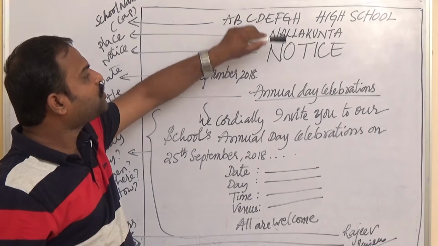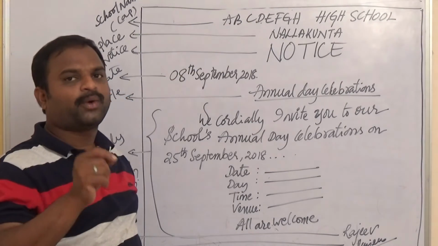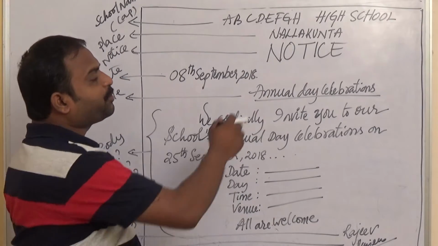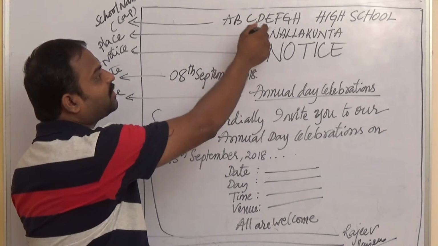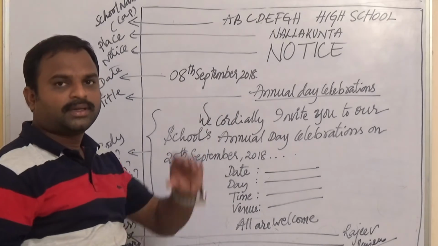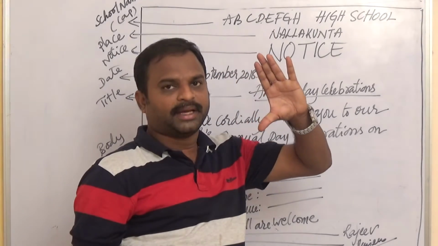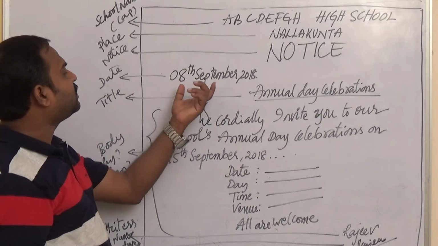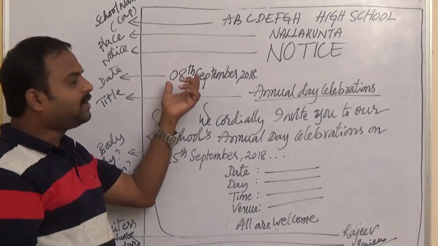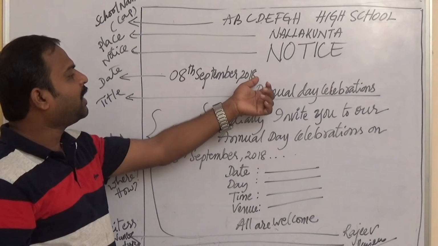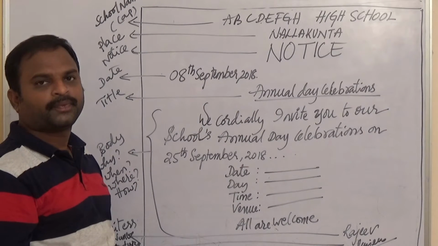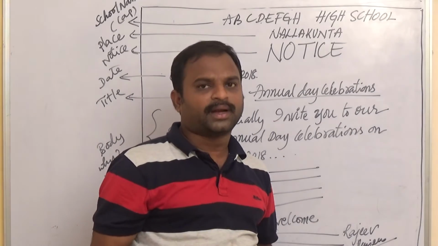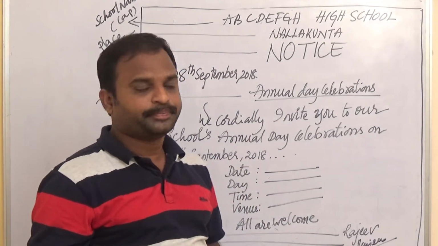Then afterwards you write the word NOTICE, N-O-T-I-C-E, in capital letters, which should be a little bigger than these two. Then on the left side we need to write the date, 8th September 2018. Here the day is not required; of course it may be optional.